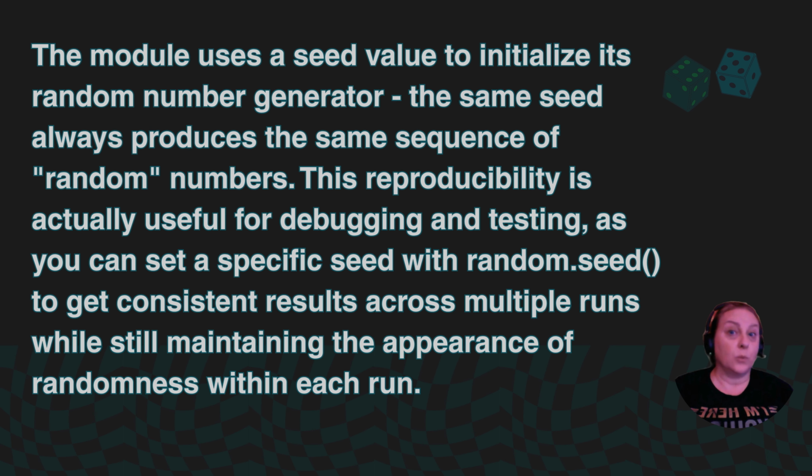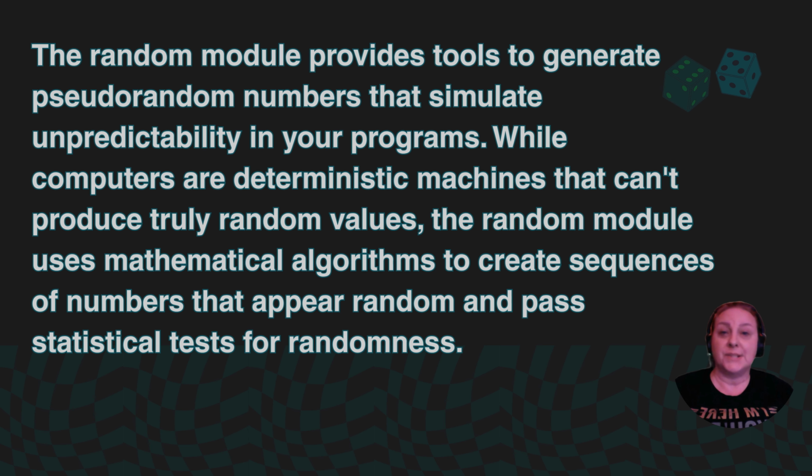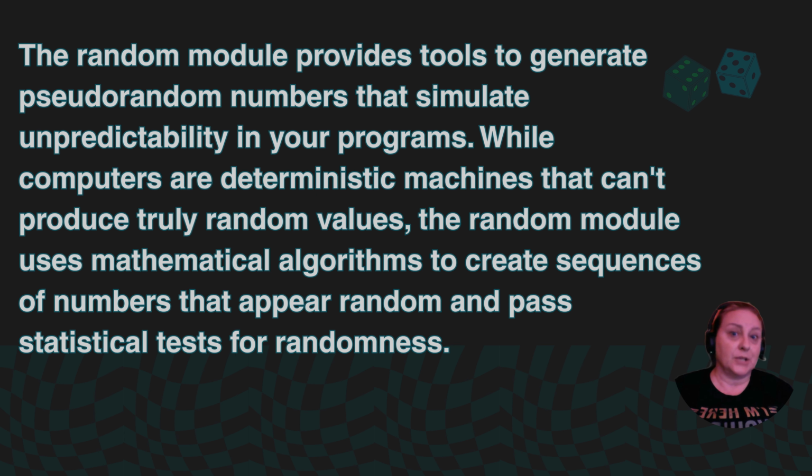But even though we're using random numbers, the random module actually uses sophisticated mathematical algorithms called pseudo-random number generators. These create sequences of numbers that appear random but are actually deterministic and reproducible if you know the starting seed. This means our scientific simulation can be both unpredictable and repeatable for research purposes.